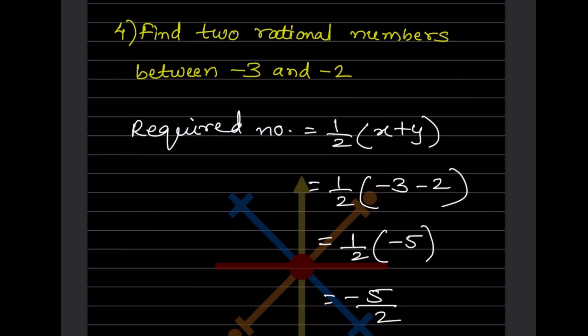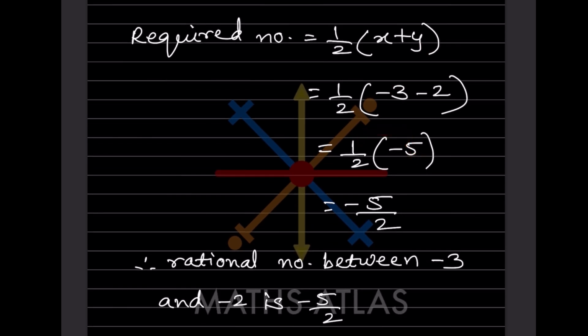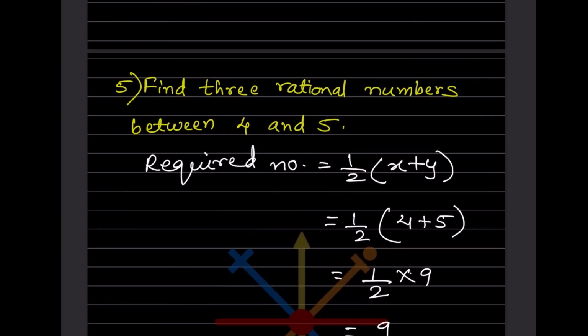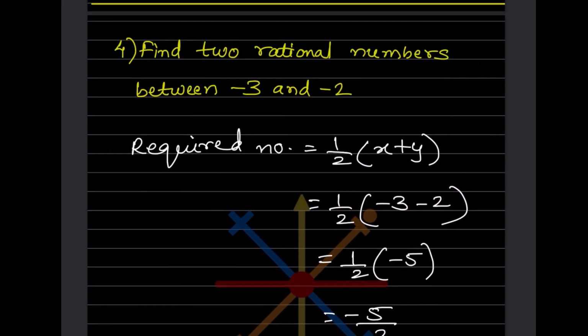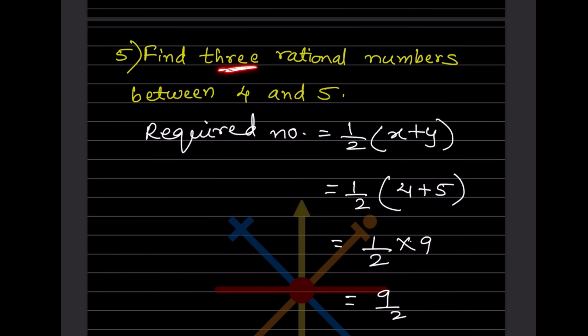Find two rational numbers between minus 3 and minus 2. So this is going to be minus 3 and this is minus 2. So this is minus 5, and this is going to be minus 5 by 2. Now here it was two rational numbers, now here we have three rational numbers. So what we will do here: first, we find it for this x and y considering this one. So this will be 9 by 2.